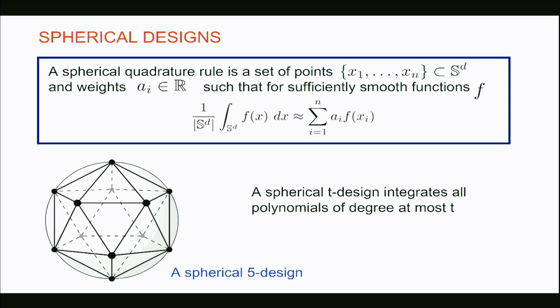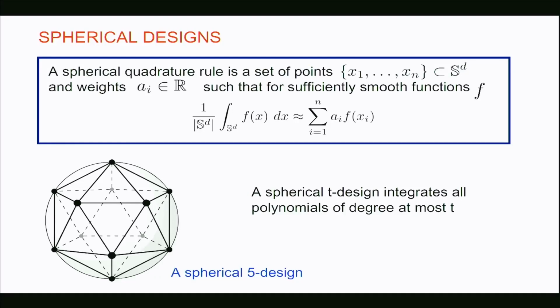In the picture here, you see a spherical 5-design. These are the vertices of a regular icosahedron inscribed inside the sphere. If you just take the function values there with uniform weights, you will get the same thing as integrating any polynomial of degree up to 5 on the entire sphere. So this is the notion of spherical design.